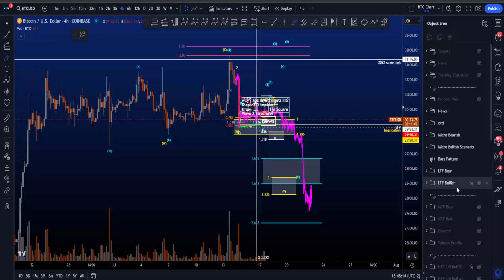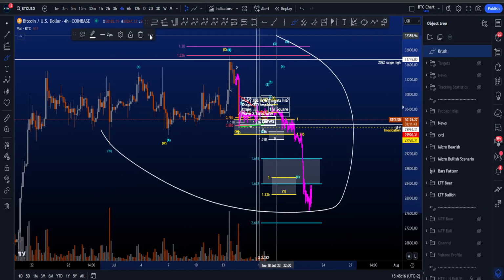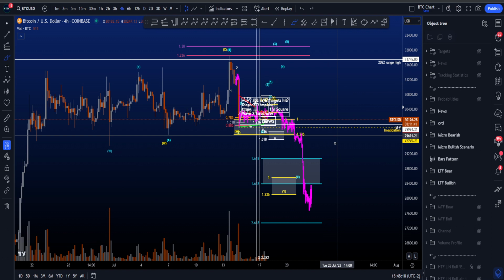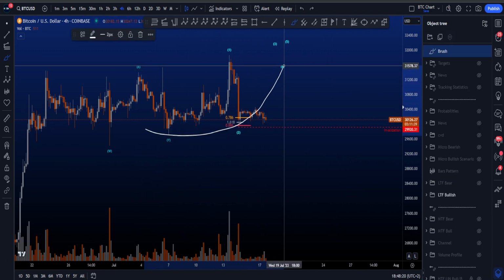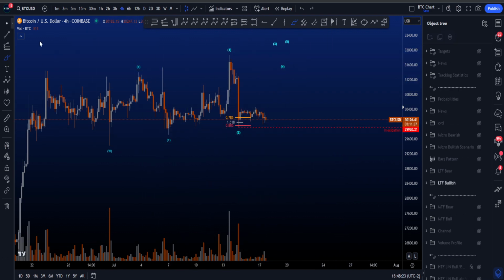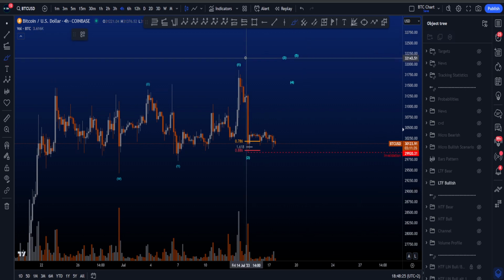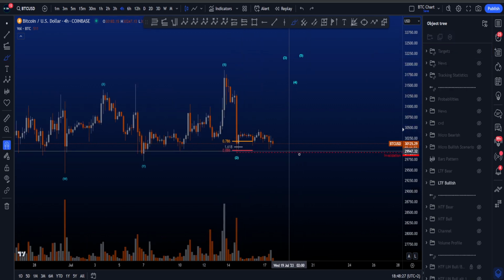Hi everyone, let's go over my low time frame and micro bullish and bearish Elliott Wave scenarios on Bitcoin. Starting with the low time frame bullish scenario, where we're still looking for a move to the upside in a wave 3 after wave 1 and wave 2 are already finished.